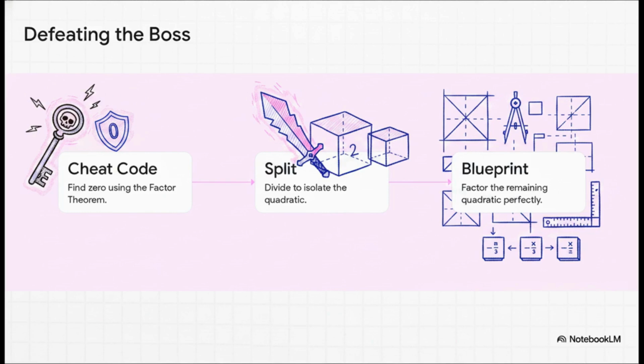Step 3. We pull out our geometric blueprints. We need to split that middle term to find 2 numbers that add to negative 22 and multiply to 120. Those numbers are negative 10 and negative 12. So our final perfectly decoded factors are x minus 1, x minus 10, and x minus 12. Just like that, we've beaten the boss.